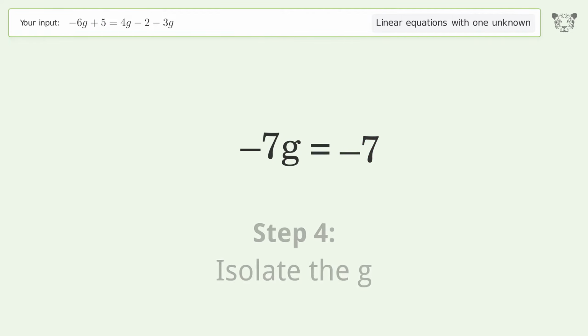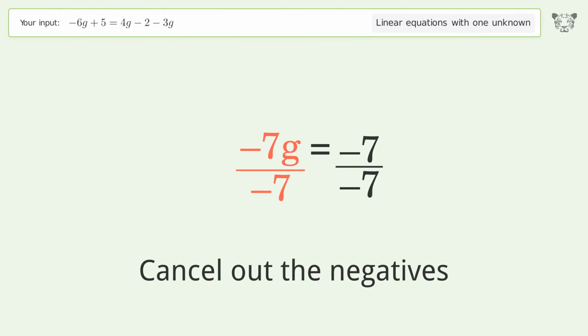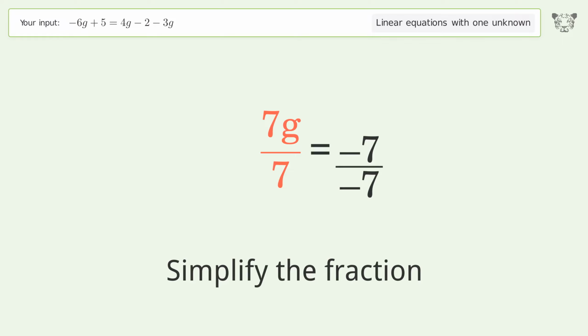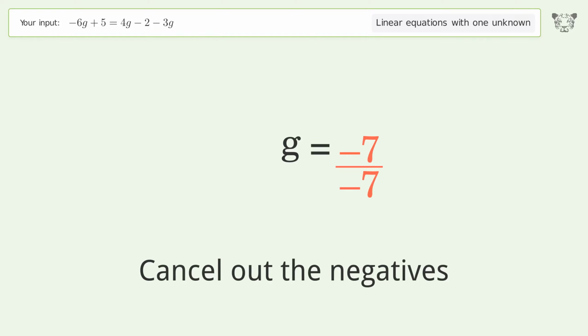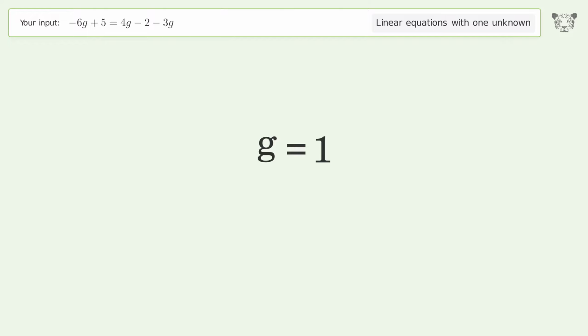Isolate the g. Divide both sides by -7. Cancel out the negatives. Simplify the fraction. Cancel out the negatives. Simplify the fraction. And so the final result is g equals 1.